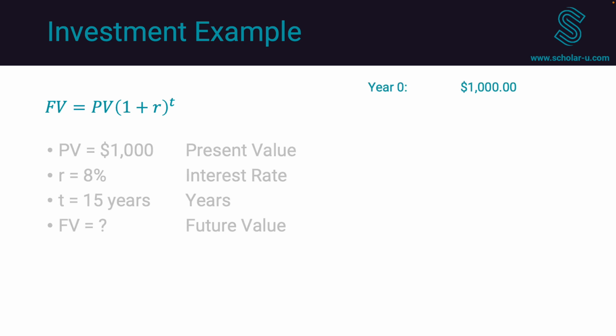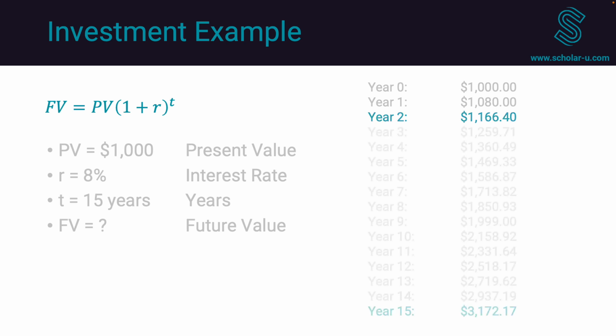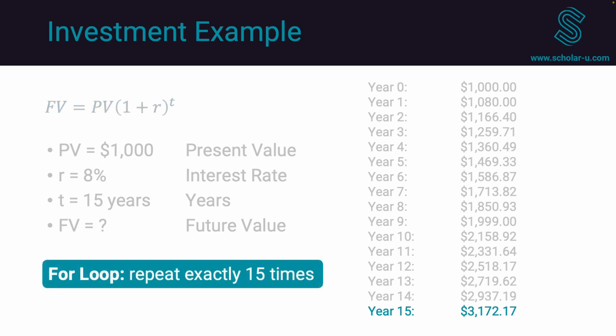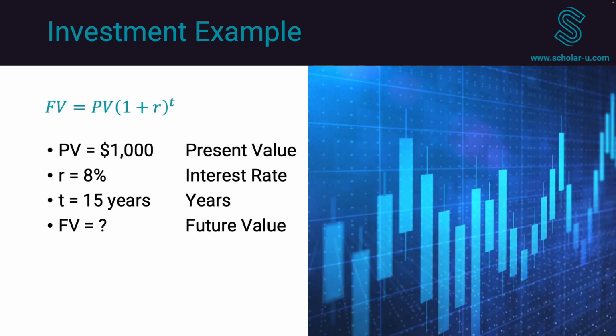At year 0, we start with $1,000. At year 1, we have our original $1,000 plus $80 from the 8% interest, totaling $1,080. The next year, we would have $1,166. We continue this calculation each year for 15 years, ultimately determining that by year 15, our investment grows to $3,172. In this case, we use a for loop because we know in advance that we need to repeat the calculation exactly 15 times.